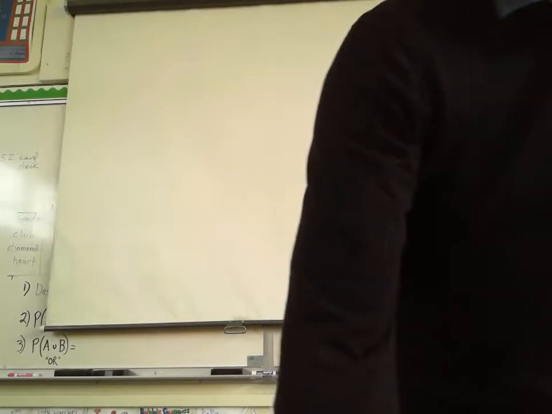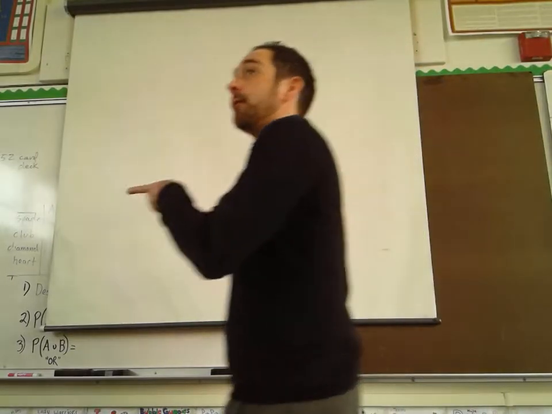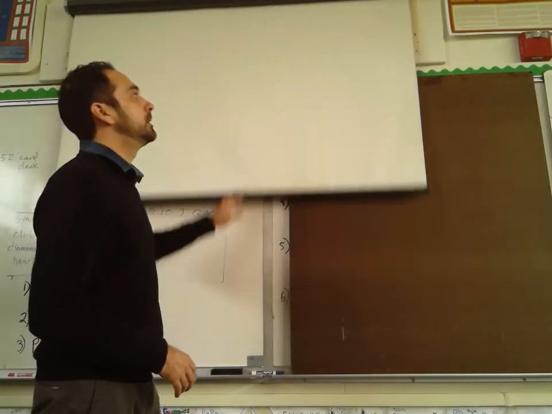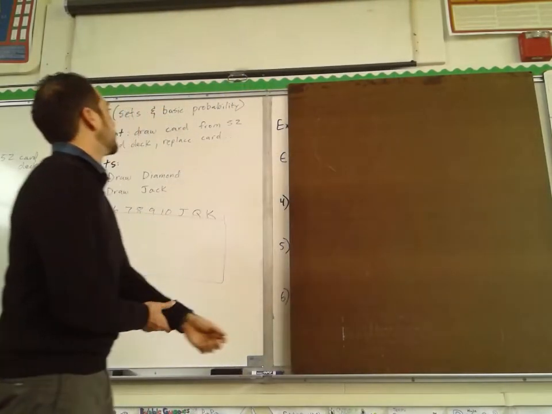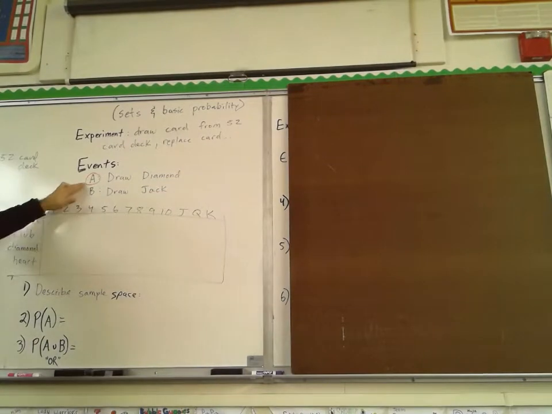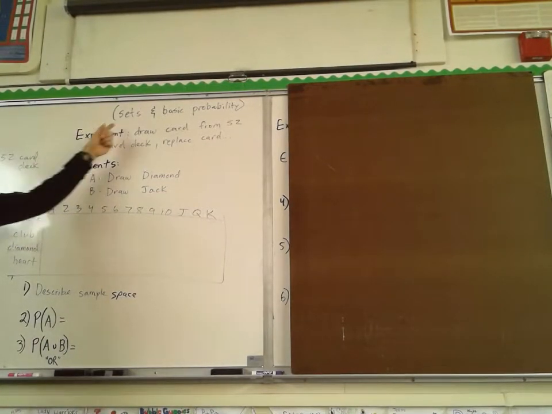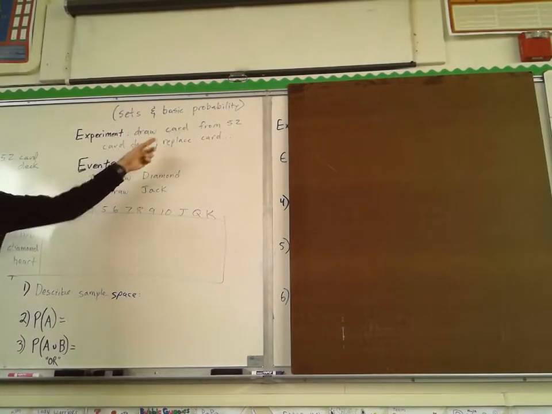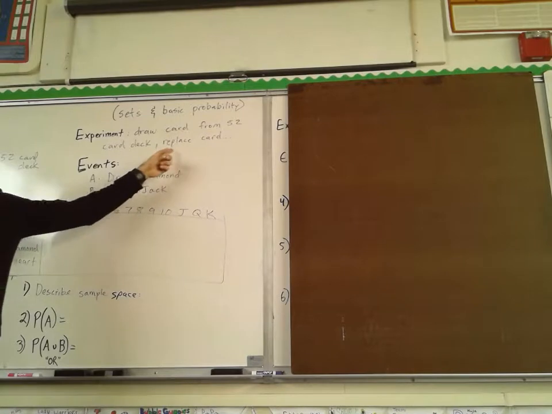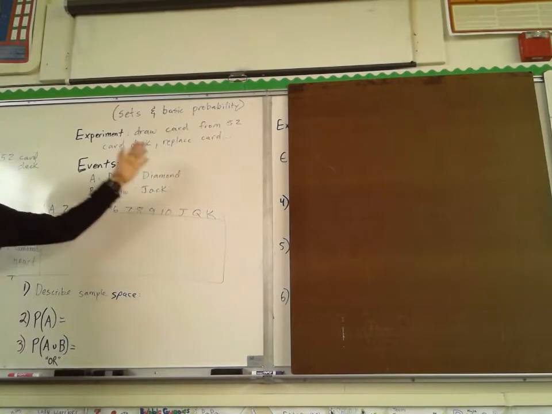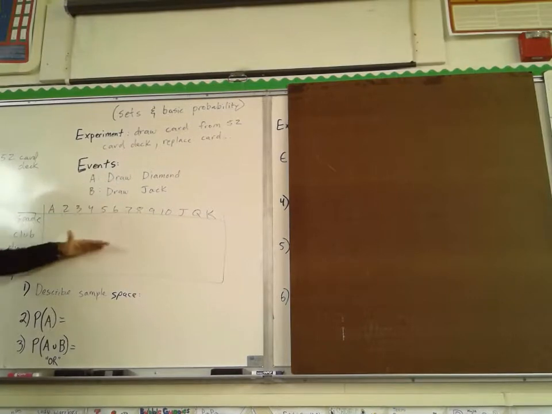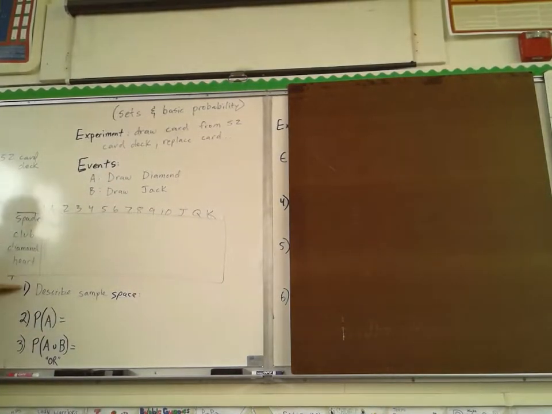So the review for Unit 4, Lessons 1 and 2 is starting now. This first set of questions is based on sets and basic probability. Our experiment is to draw a card from a 52-card deck, replace the card every time. You don't have to write all this, guys. So go ahead and use this information, and we're going to answer 1, 2, and 3.